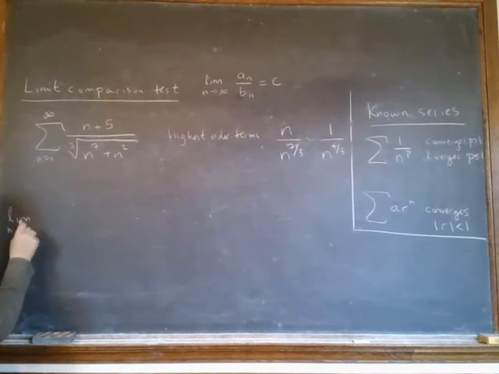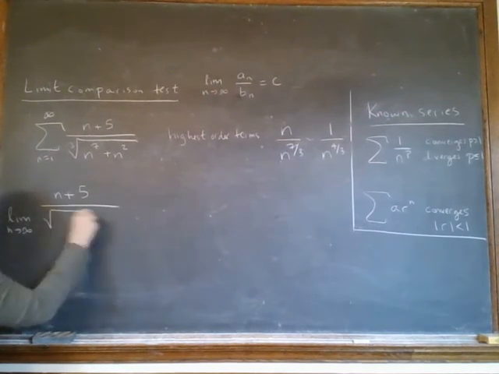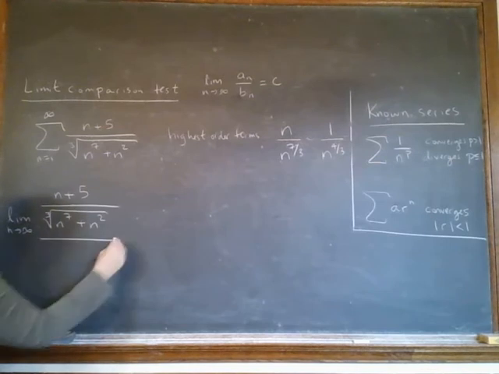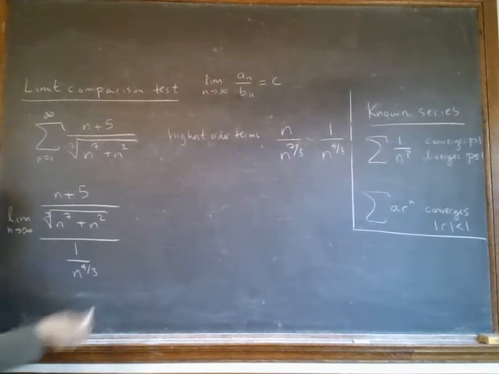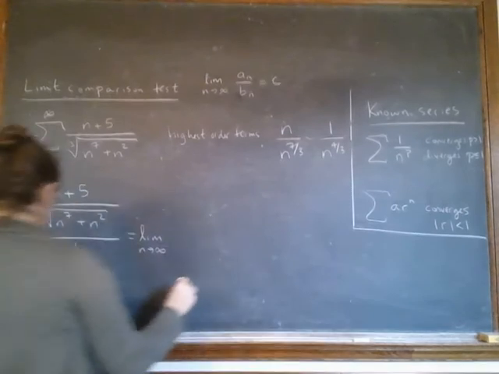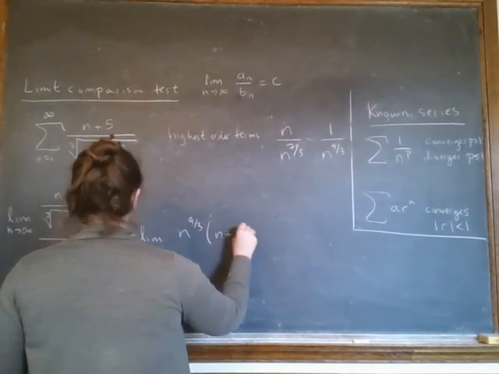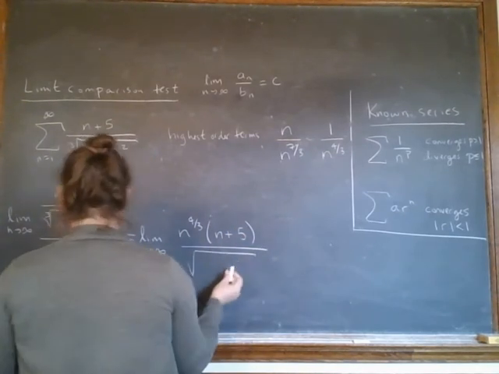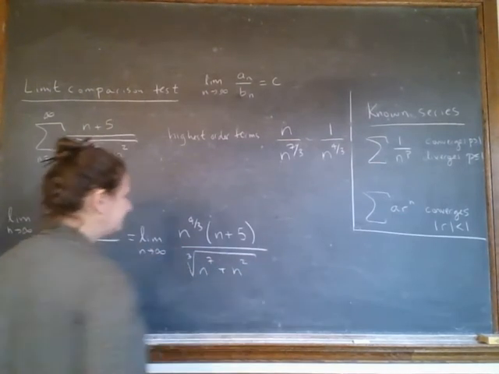So really, the difference here is just that we have to remember to do this thing with really taking the highest order term to be the actual highest order term. Just kind of have to be aware of that. So this is going to be n to the 4/3 times n plus 5. And then in the bottom, I'm going to have cube root of n to the 7th plus n squared.